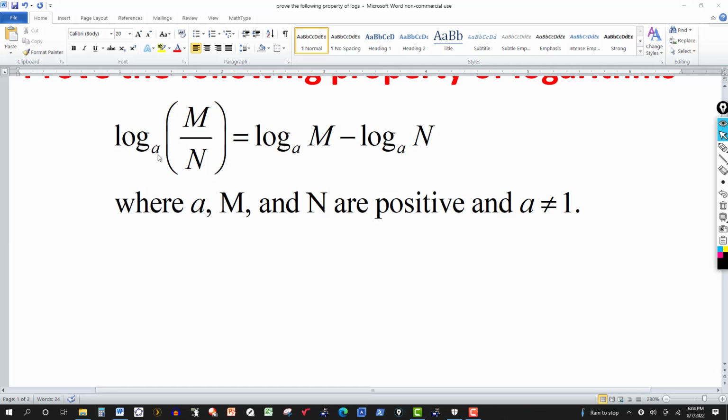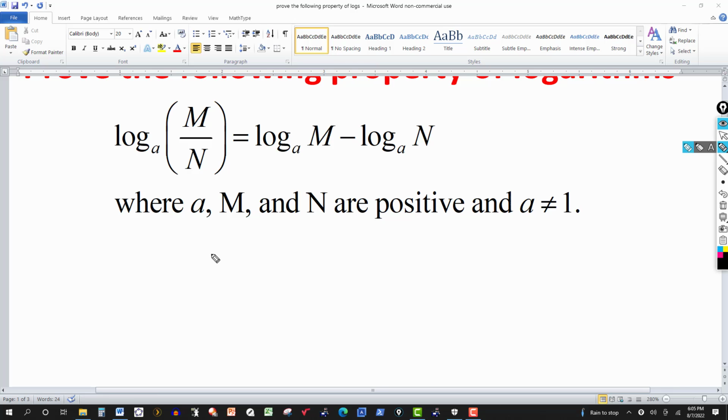We want to show that the log to base a of m over n is equal to the log of the numerator to that base minus the log of the denominator. And it's understood that a, m, and n are positive, and a cannot be 1.